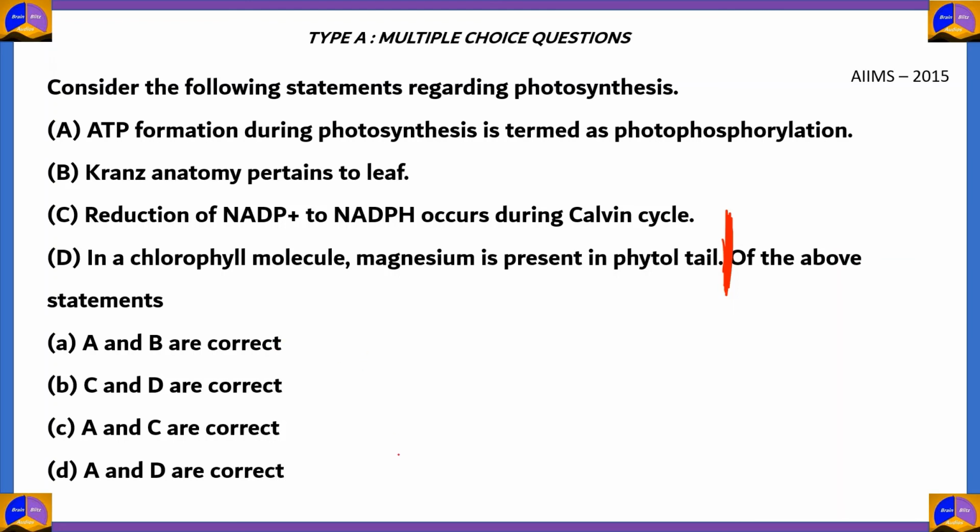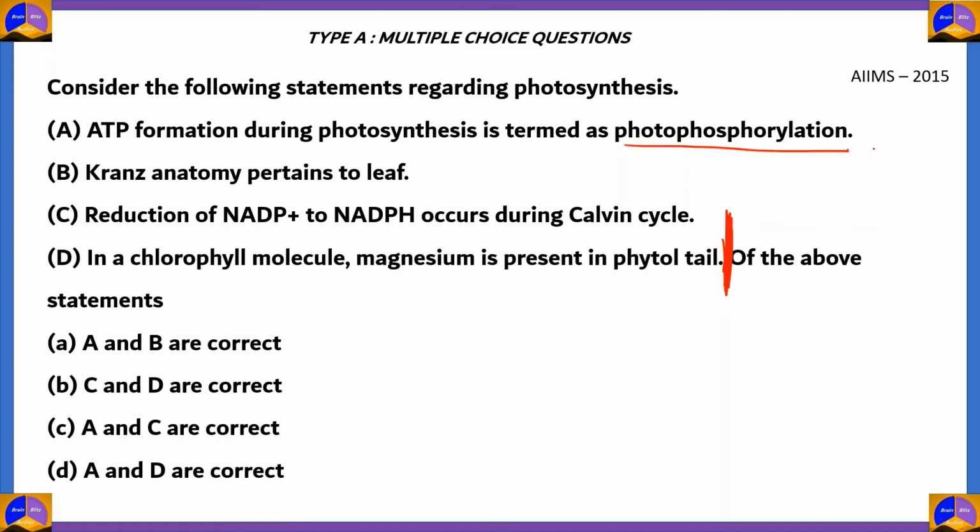Option A says A and B are correct. Option B says C and D are correct. Option C says A and C are correct. Option D says A and D are correct. So in this question, we need to find out which of these statements is actually true. Statement A, ATP formation during photosynthesis is termed as photophosphorylation.